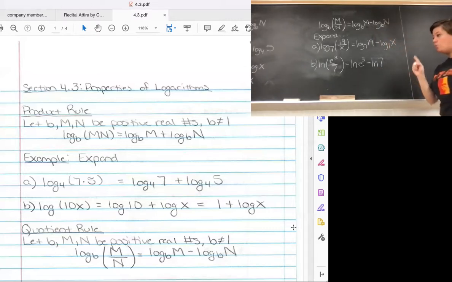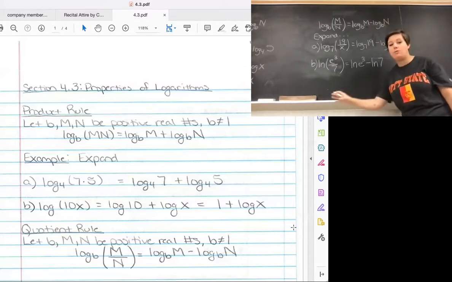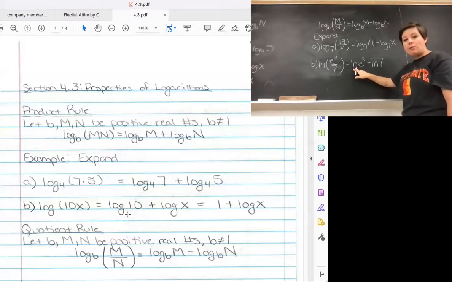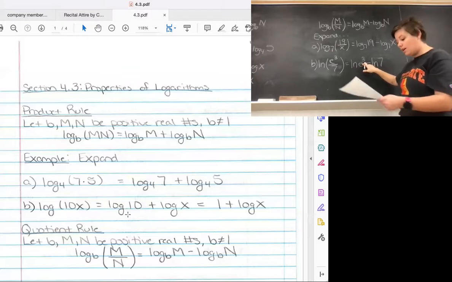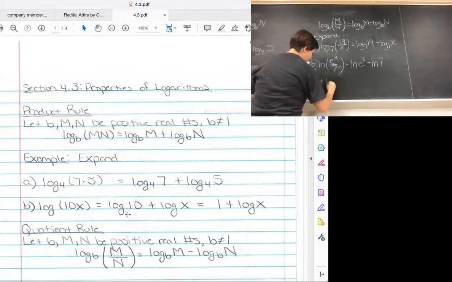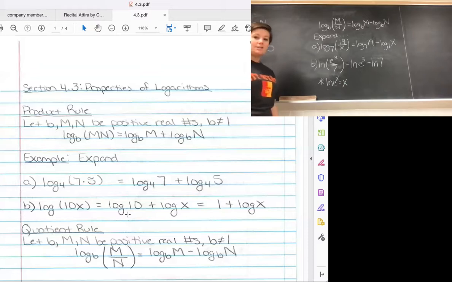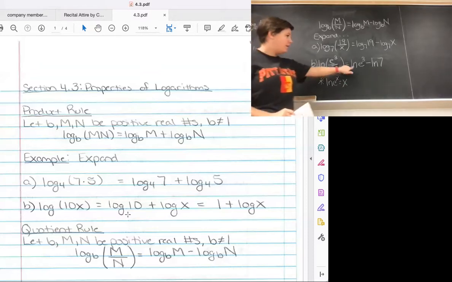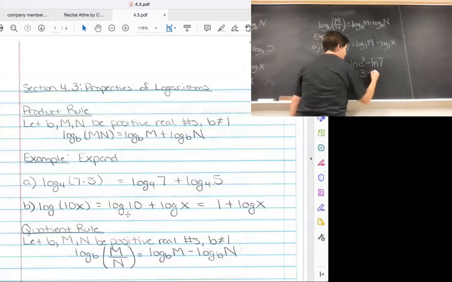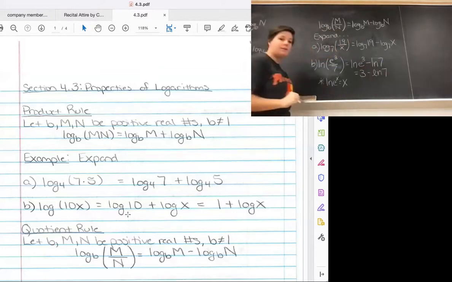Now, very similar to what just happened over on B on our first examples, we had the base was the same as what we were logging. Natural log says we have a base of e. So that means we have the base and what we are logging are the same again. So here's a little note. ln of e to the x is simply x, no matter what that x is. So if I have ln e to the third, then that's going to simplify into 3. And then we have the minus the ln of 7.